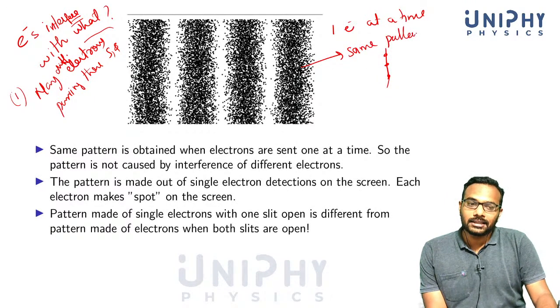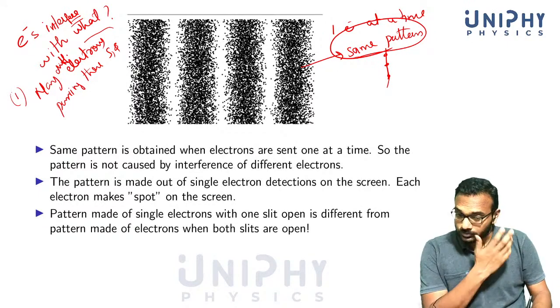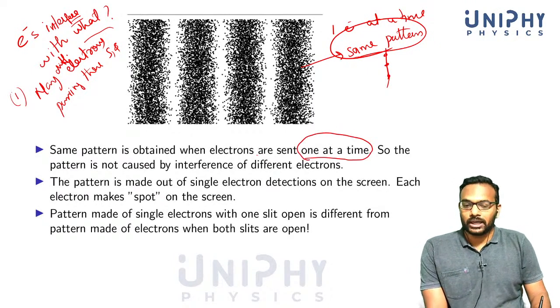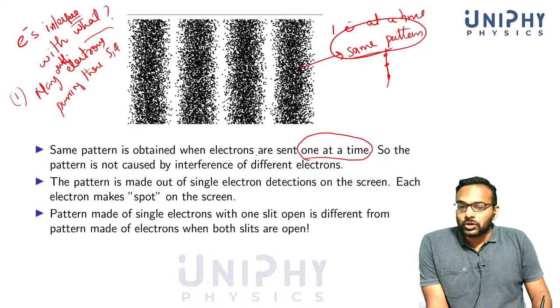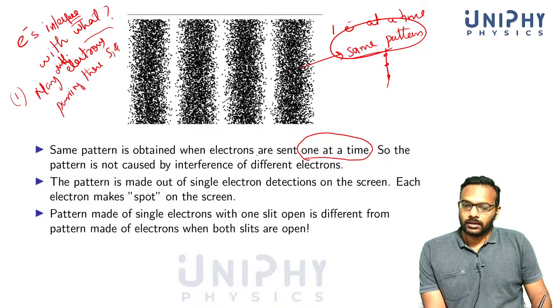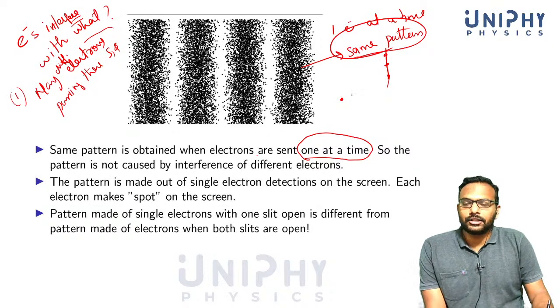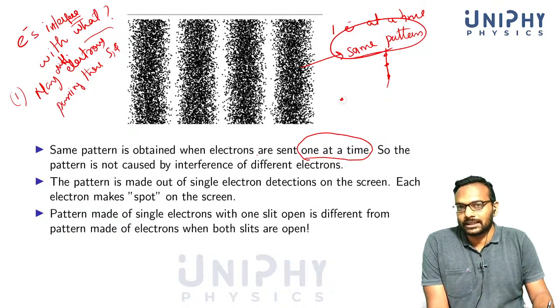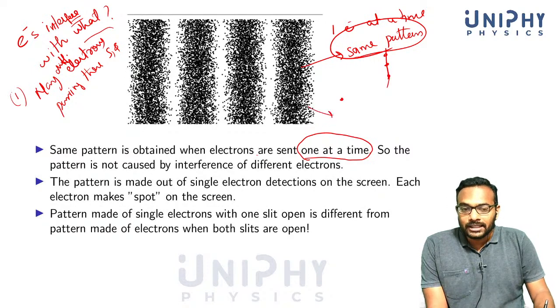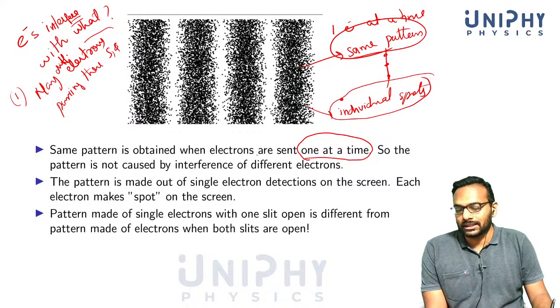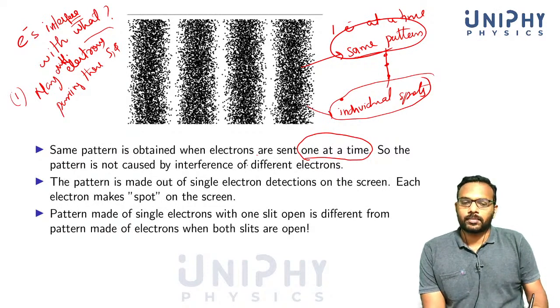You get the same pattern even with single electrons. So that's what I have said here: the same pattern is obtained when electrons are sent one at a time. So the pattern is not caused by interference of different electrons. If you look at just one electron reaching the screen, you don't see any interference pattern. It's just one spot on the screen. But this interference pattern is made up of individual spots on the screen. This is how electrons behave. We don't know why.